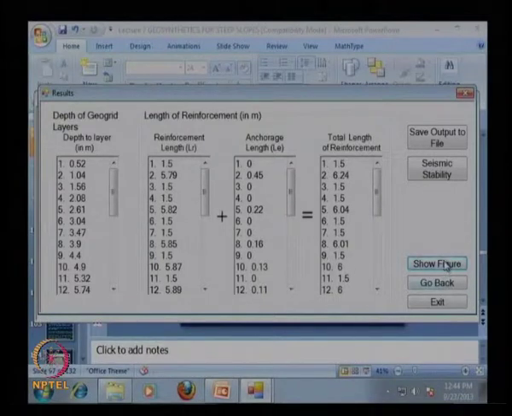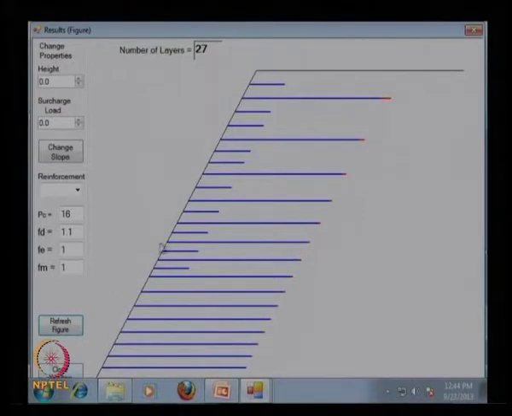Now you can see the figure here. The total number of layers is 27, and if the spacing is more, you provide secondary uniaxial geogrid material. So you know what the length is, and this red color gives the embankment length.